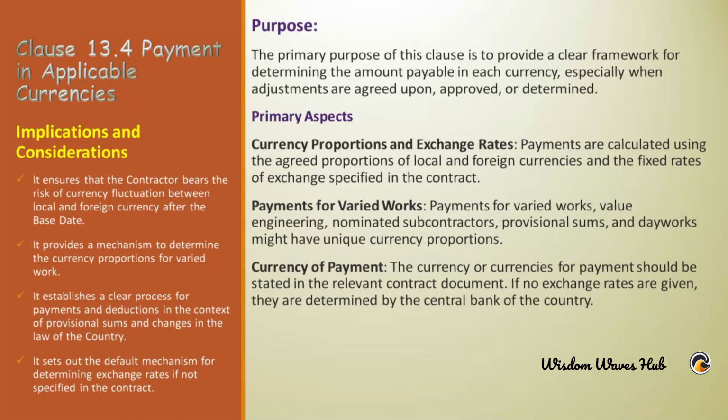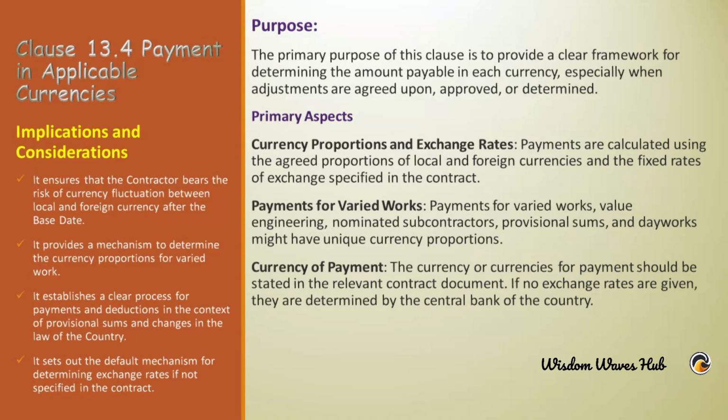Now let's talk about this clause's implications. This clause ensures that the contractor bears the risk of currency fluctuation between local and foreign currency after the base date. Payments are calculated using the agreed proportions of local and foreign currencies and the fixed rates of exchange specified in the contract. This clause provides a mechanism to determine the currency proportions for varied work.